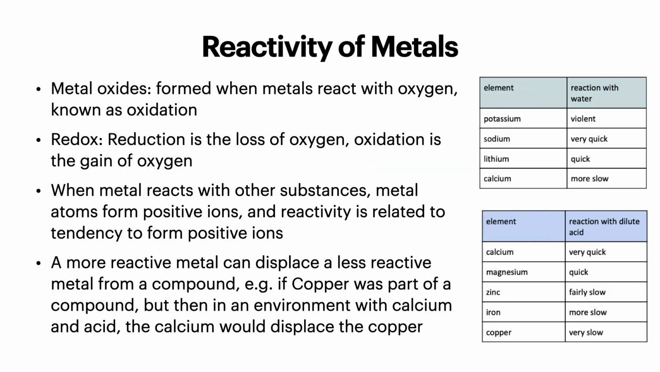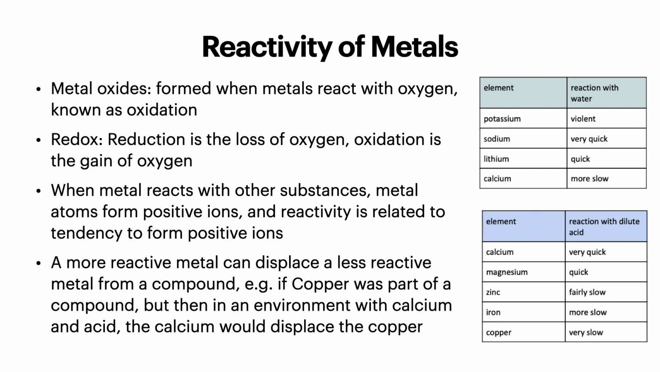So firstly, looking at reactivity of metals, starting off with metal oxides. These are formed when metals react with oxygen, known as oxidation. And then we've also got this thing called redox, which involves reduction and oxidation. Reduction is the loss of oxygen or the gain of electrons, and oxidation is the gain of oxygen or the loss of electrons.